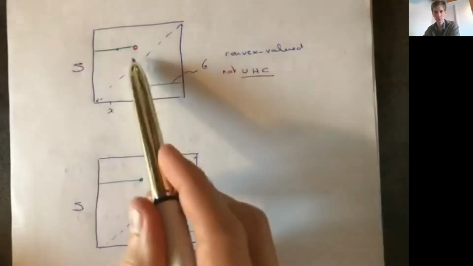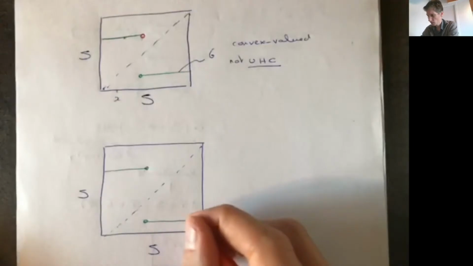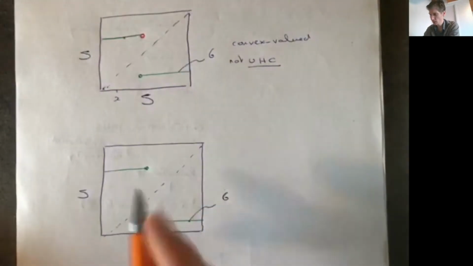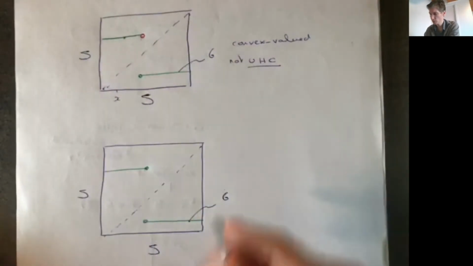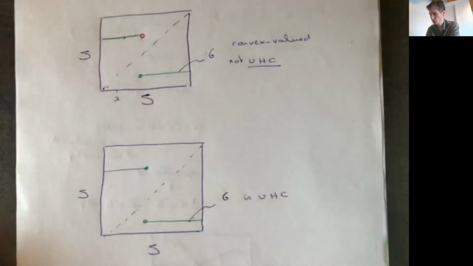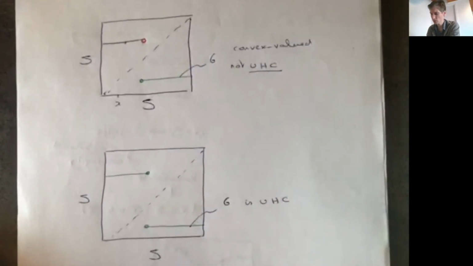Right now, this red point is included here, but not in the other one. And again, you see that G is a correspondence. It does not have a fixed point, right? There's nothing on the diagonal. However, in this case, G is indeed upper hemicontinuous. Okay, but the condition that's violated here is convexity.